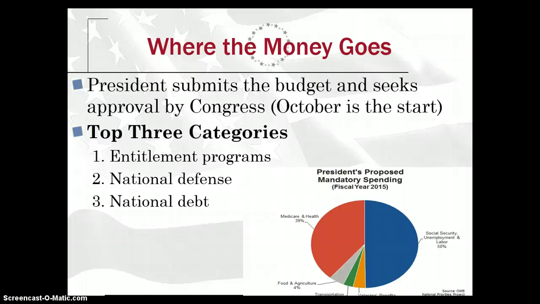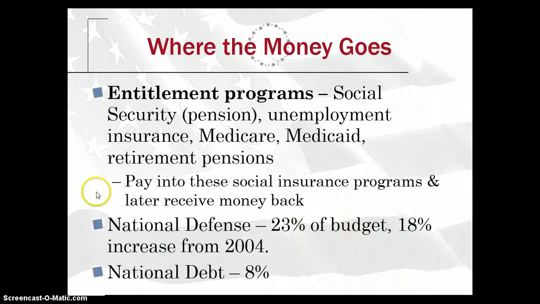But the top three categories are entitlement programs, that's dealing mainly with Social Security and Medicare. National defense takes a huge chunk, and then the national debt is a big amount as well. But you can see the president's proposed mandatory spending for the fiscal year of 2015, and you see just Social Security, unemployment, and labor accounts for about 50%, and then you have Medicare and health for another 39%. So that is quite a large amount.